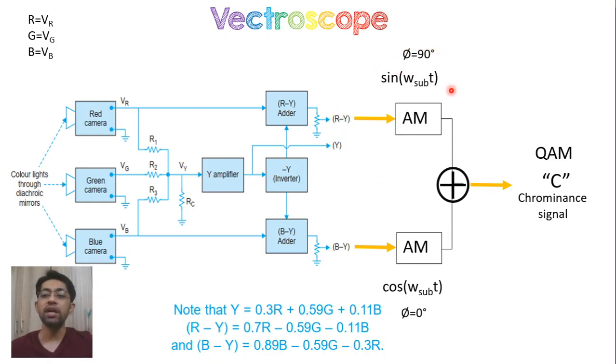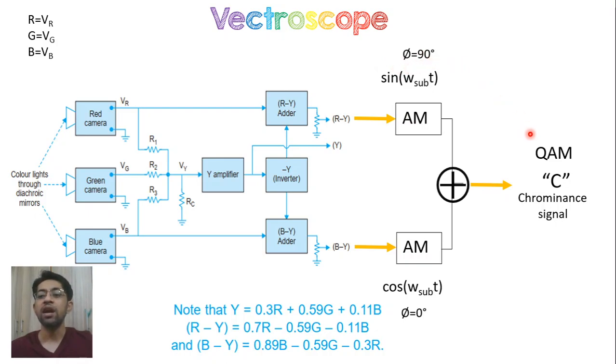After performing the AM modulation, both are added, and the resultant signal is called the chrominance signal or C signal. And this modulation scheme is called QAM, which is the quadrature amplitude modulation. So we can say that the chrominance signal is nothing but the vector addition of R minus Y and B minus Y modulated on 0° and 90° shifted subcarriers.